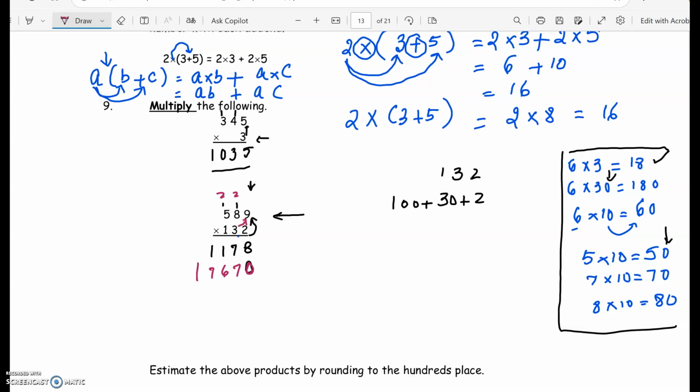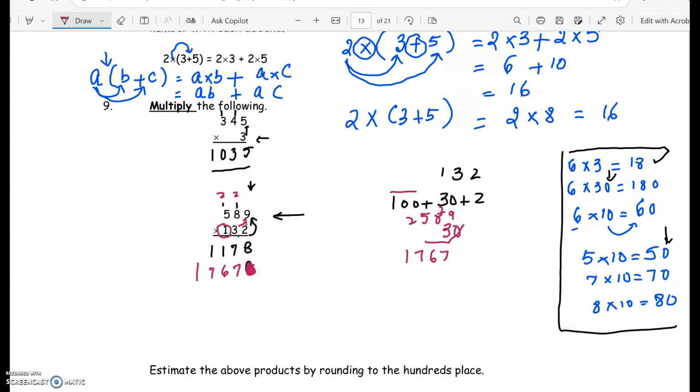So what I've done is multiplied 30 with 589. I've accounted for the 0 by putting a 0 at the end and basically multiplied with a 3. 9 times 3 is 27. 8 times 3 is 24, 25, 26. 5 times 3 is 15, 16, 17. And that's how I get 17670.